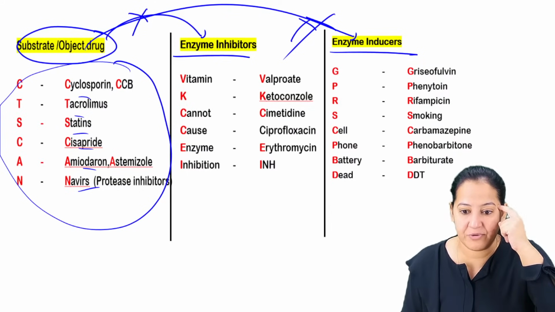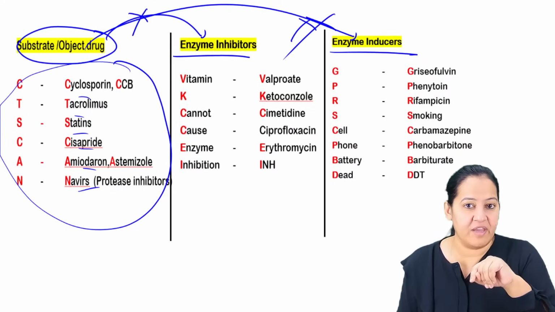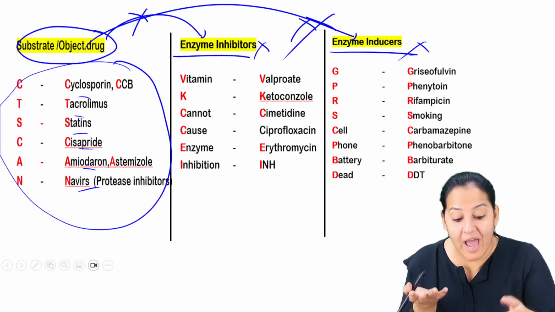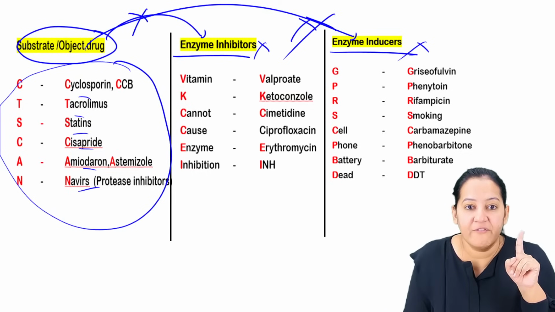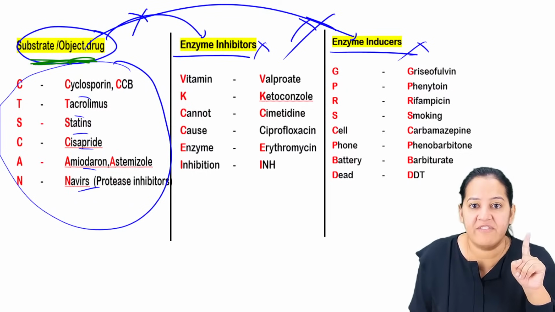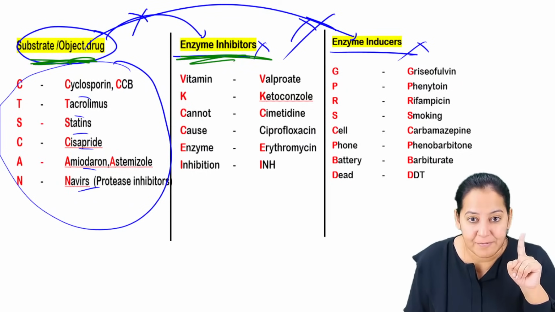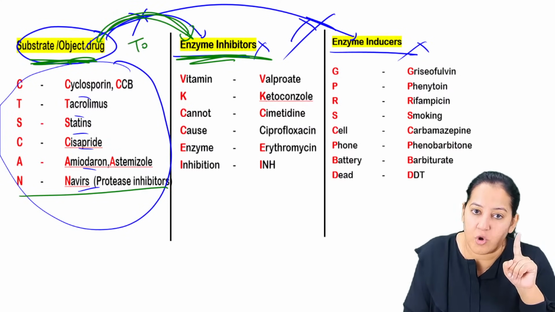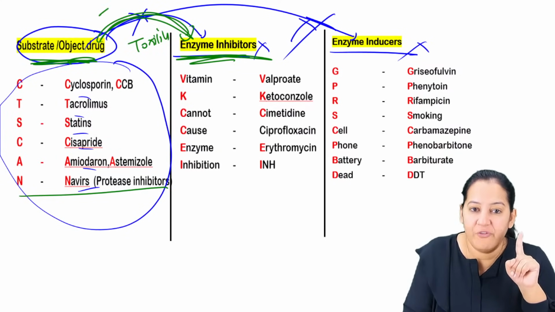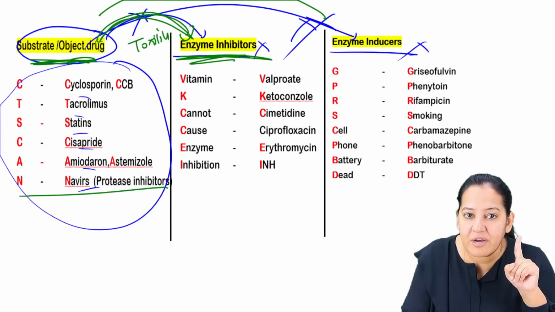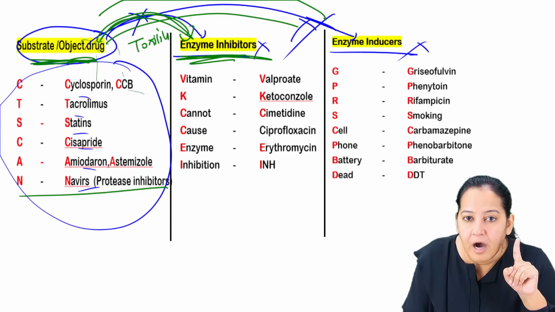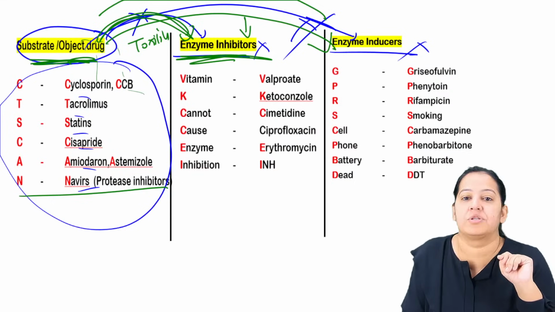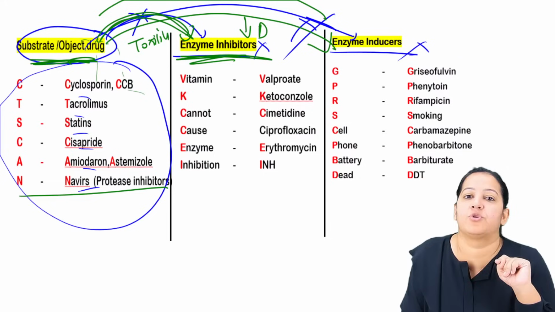I'm giving some substrate drug, and what combinations am I giving? I should not give any of these. What will happen if you give them? If you give the substrate drug with any of the inhibitors, the substrate drug will have toxicity. And if you give the substrate drug along with the inducer, the substrate drug will have reduced intensity and reduced duration of action.